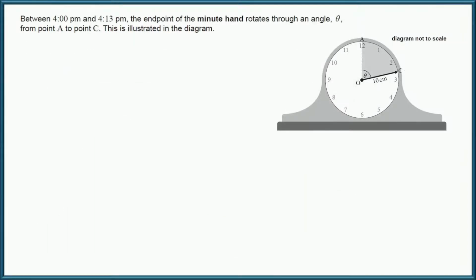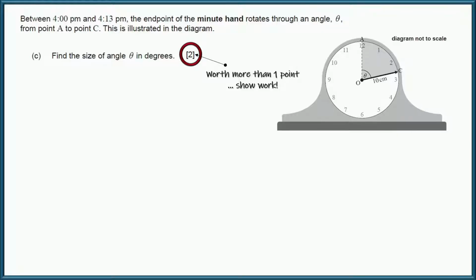All right. Now, between 4 o'clock and 4:13, the endpoint of the minute hand has rotated by angle theta from point A to point C. And it's illustrated in the diagram below. So find the size of angle theta in degrees. Once again, this is worth 2 points. I'm going to hit this every single time. If it's worth more than 1 point, you better write something down. If you're my student and you make a silly mistake and you lose all the points because you didn't write something down, you know you're going to have to answer to me. Anyway, 60 minutes. We're talking about the minute hand now. So 60 minutes is a full rotation.